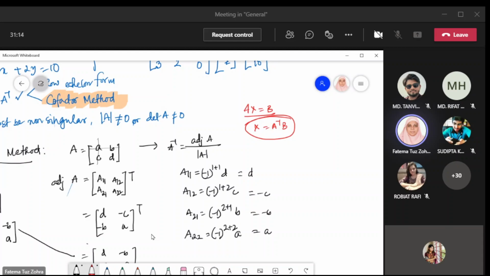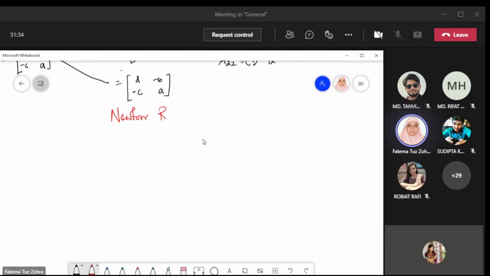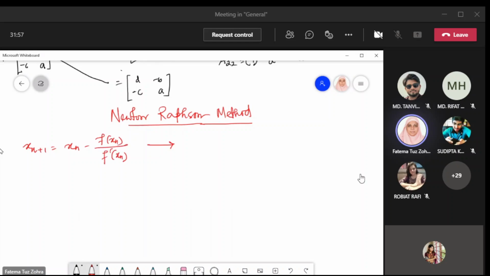So now we are just modifying. I'm just showing this once so that you can remember or memorize it easily. So Newton-Raphson method. What is the method? Xn plus 1 is equal to xn minus f of xn divided by f prime xn. That formula is for a non-linear equation.